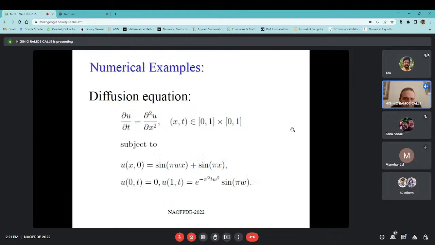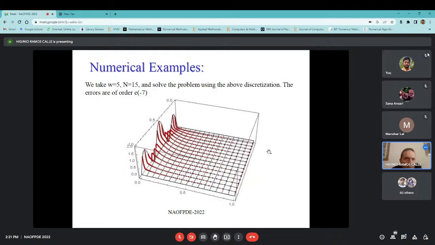For example, if we take the diffusion equation with this boundary and initial condition in this domain, we can solve this taking, for example, n equal 15. So this is the number of grid points along the space variable. So we solve along these lines the problem using the block method. Well, this is the exact and the approximate solutions we obtain. The order of the errors in this case is 10 to the power minus 7.